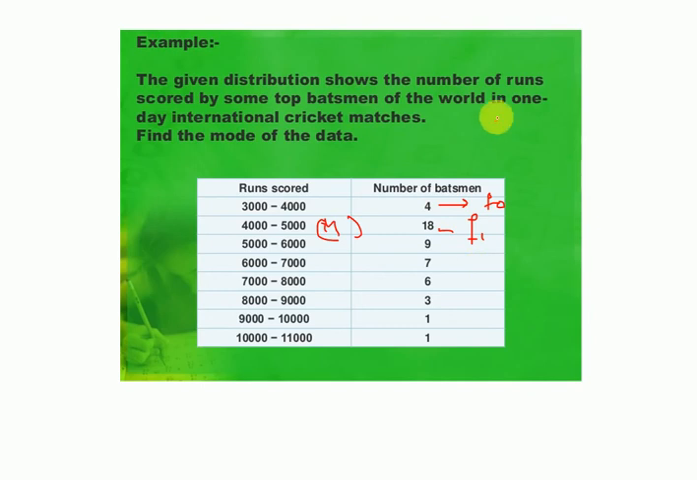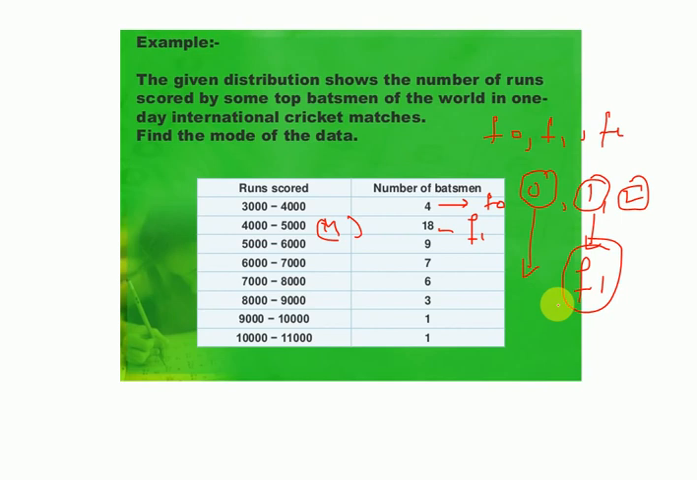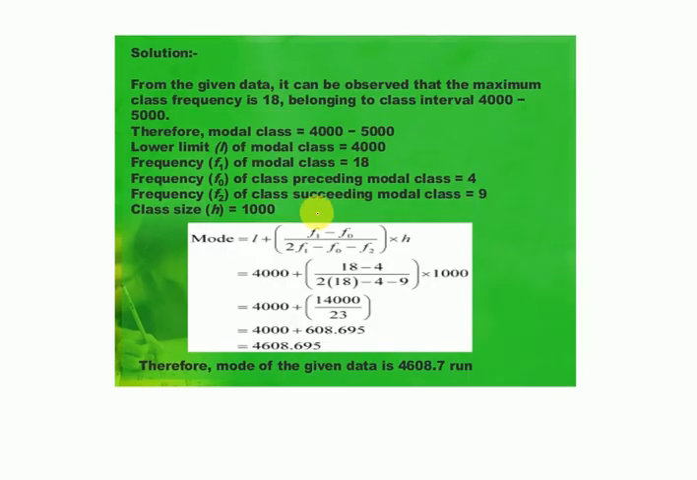Here you can see we have three terms, f0, f1, f2. 0, 1 and 2. 0 comes first, 1 in between and 2 at last. So f1 is the frequency of the modal class, f0 is the previous one and f2 is the next one, right? So the previous one is 4, so f0 is 4 and the next one is 9, so 9 is f2. Understood? Now we will apply the formula, and you can see the mode formula is L plus f1 minus f0 upon 2 f1 minus f0 minus f2 into h.